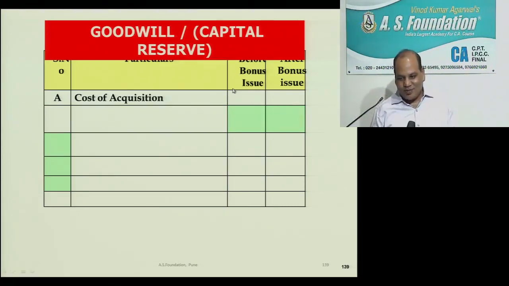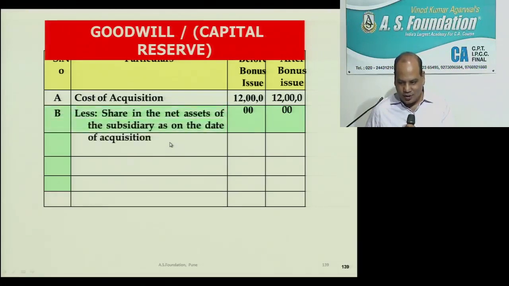So write down cost of acquisition. It will not change. So write 12 lakh in both columns. Less: share in net asset of subsidiary as on the date of acquisition. Under that, share in share capital. Wait.